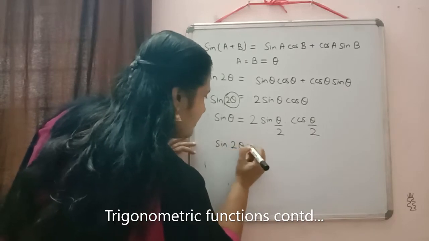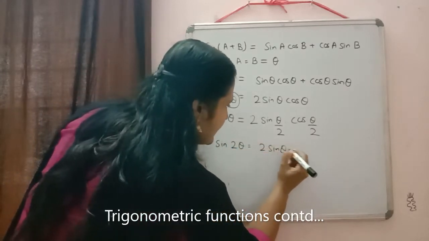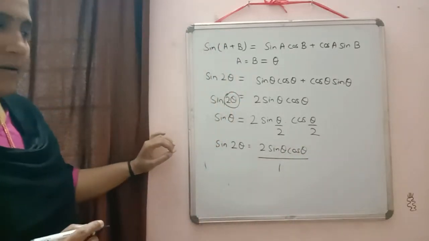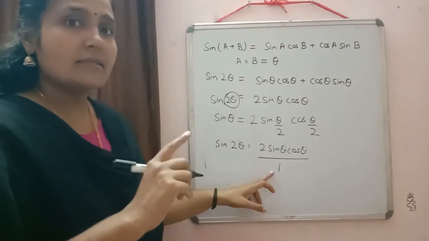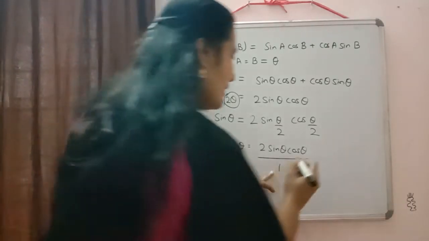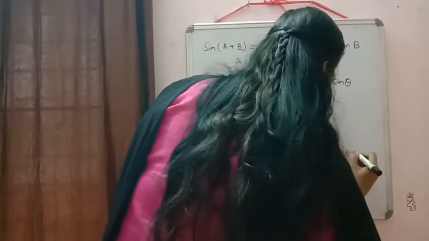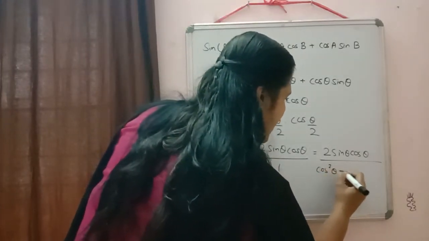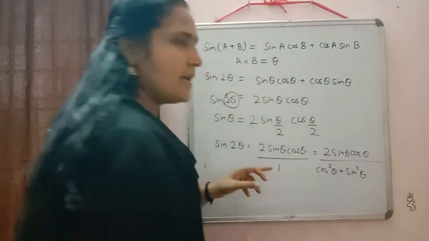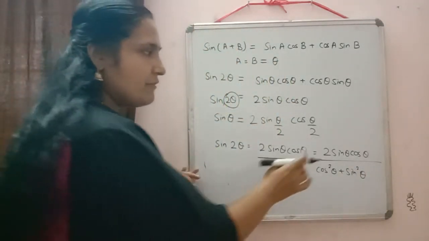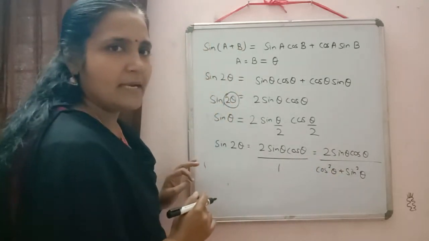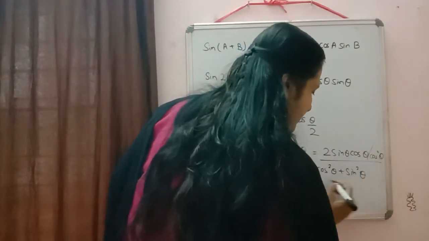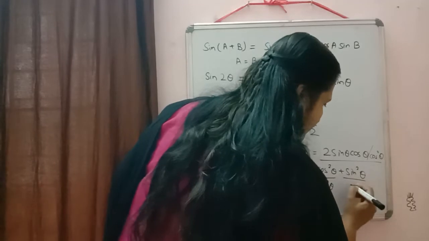Suppose sin 2 theta, we wrote it as 2 sin theta cos theta. If nothing is there in the denominator, we can write it as 1. And then we know 1 is cos square theta plus sin square theta. So in place of 1, we write 2 sin theta cos theta in the numerator by cos square theta plus sin square theta. After that what will we do? We will divide both numerator and denominator by cos square theta, so I am writing it here.